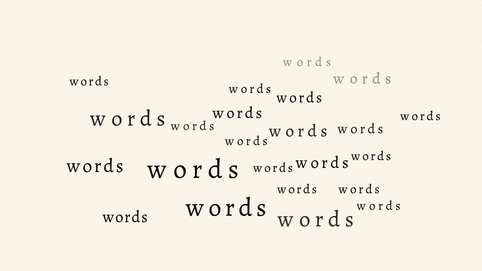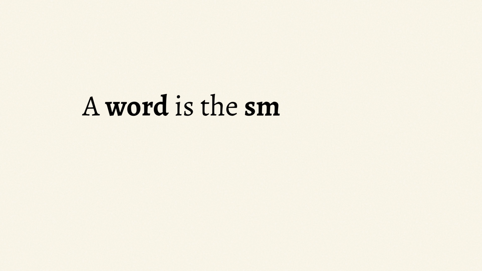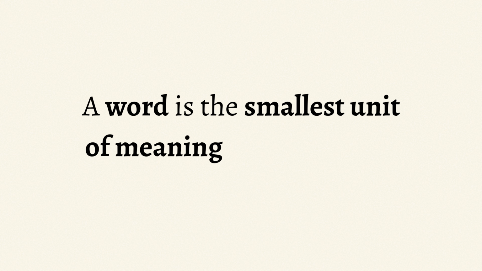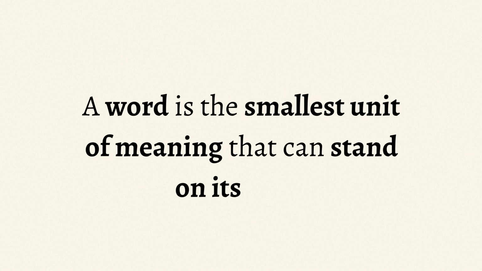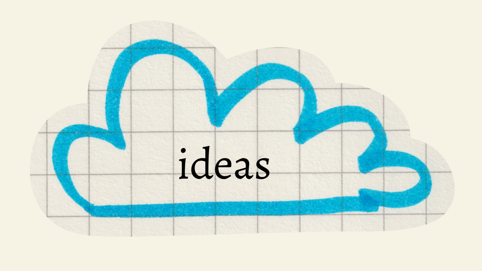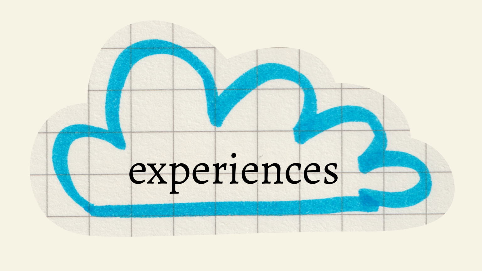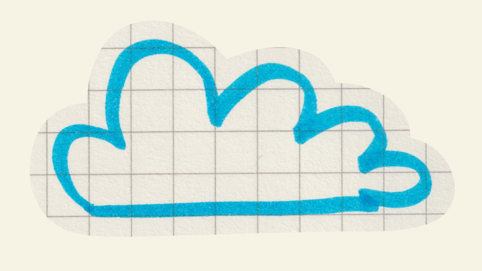This video is all about words. What is a word? In standard English, a word is the smallest unit of meaning that can stand on its own. If you saw the words fluffy, cloud, or float, for example, those words would start to make you think of all sorts of ideas, associations, meanings, and experiences.